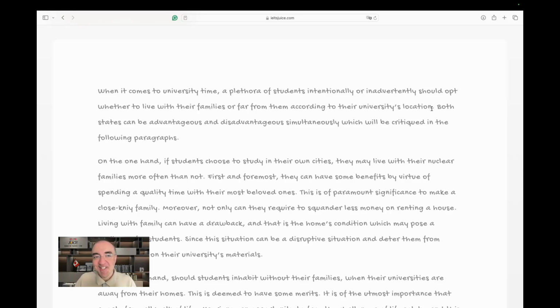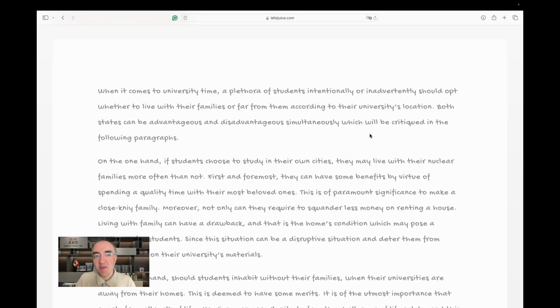All right. Both states can be advantageous. Both statements can be advantageous and disadvantageous simultaneously. It's fact, which will be critiqued.